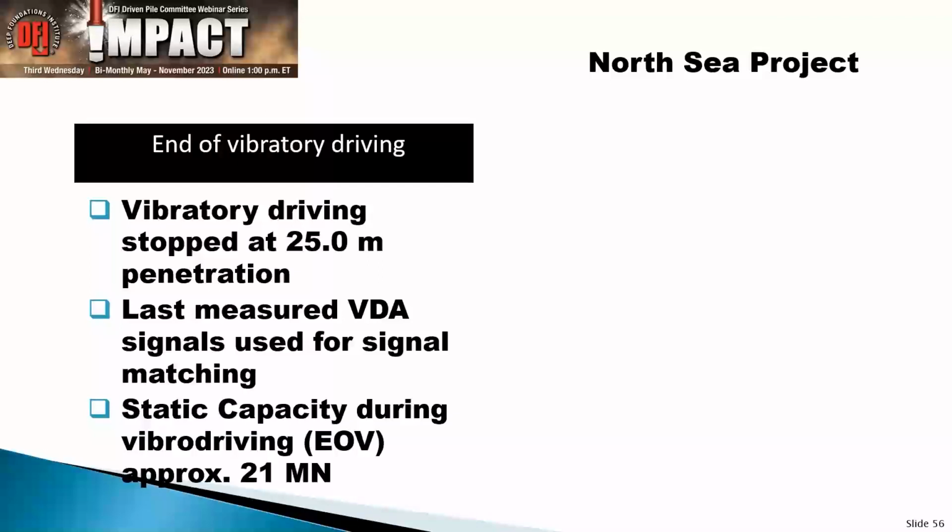And I told you that, unfortunately, at 25 meters, vibratory driving stopped. So what we did was we looked at the monitoring data. We applied signal matching, as I showed you earlier, with the matching of the amplitudes. And just like what you would do with impact driving, we applied on that soil model an estimate of the static pile capacity. And we came up with about 21 meganewton. Again, units are not important. It's more the order of magnitude of the numbers.